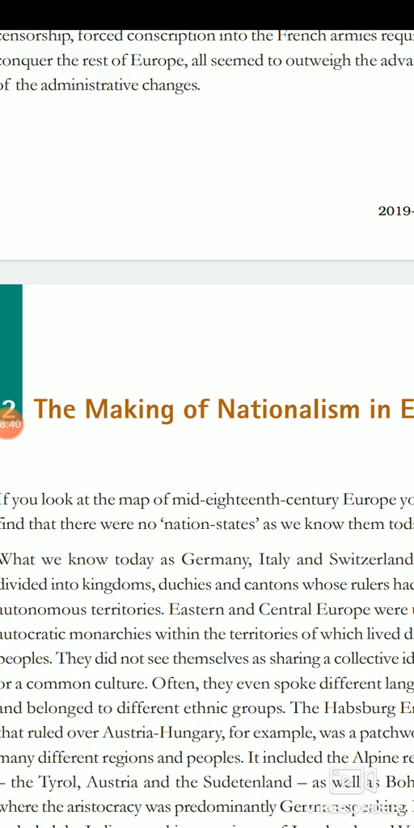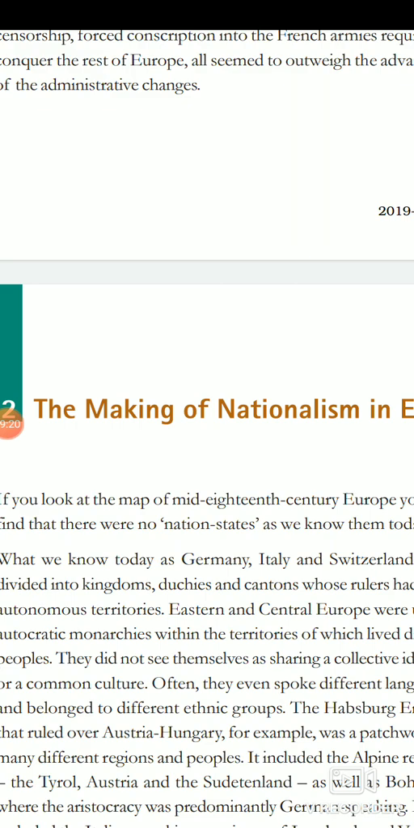The Habsburg Empire that ruled over Austria-Hungary, for example, was a patchwork of many different regions and peoples, including the Alpine region. So the countries of Europe were not having their international boundary, no national flag, no national anthem. They were divided into many parts. Now they were thinking to make a nation, right? Where they will have a boundary, they will have their constitution, their civilization, culture. So this type of feeling among the European countries came to be known as nationalism in Europe.